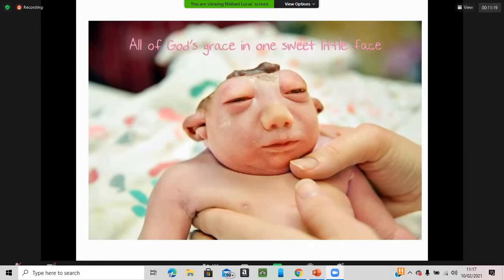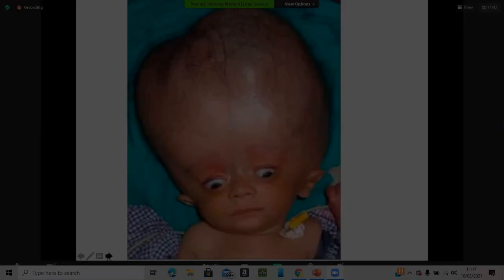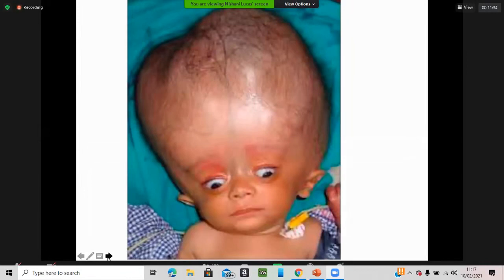What do you see here? What do you call this condition? Anencephaly. That's right. So anencephaly, where the scalp and skull part is not grown. This one? This is the opposite, the huge head. What is this? Macrocephaly. Yes, macrocephaly means large head.